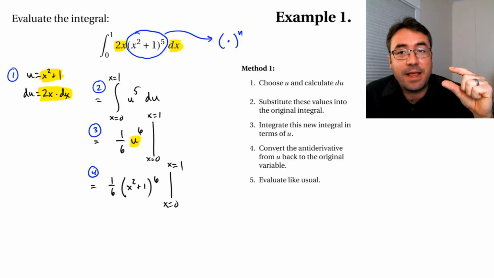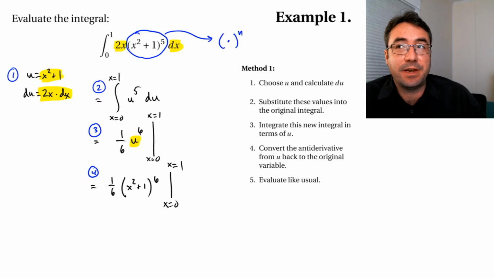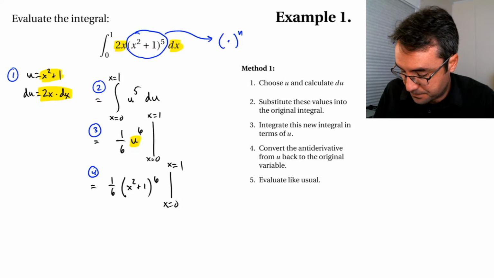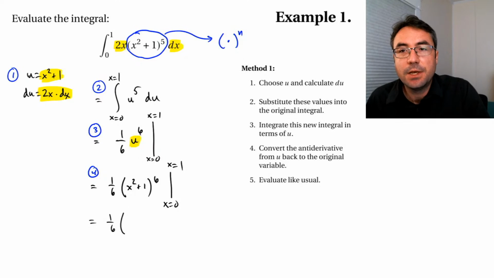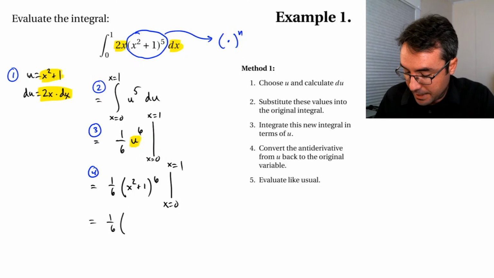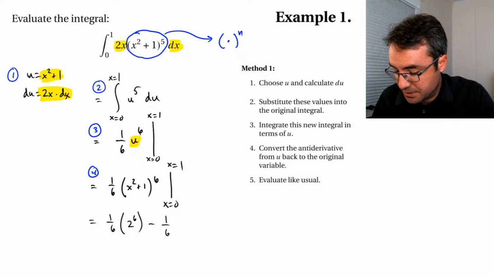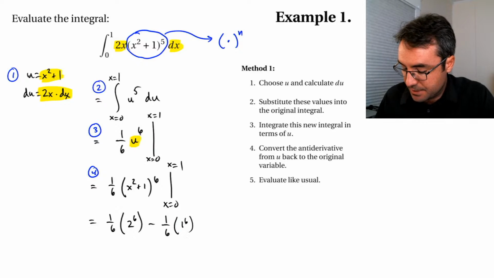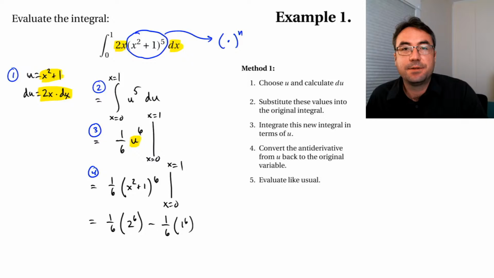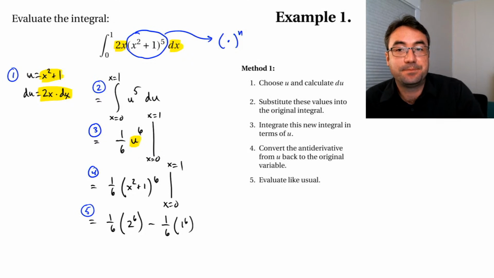And then the very last thing is we just evaluate that antiderivative just like we normally would with a definite integral. So the top number goes in first. So we plug the 1 in, and we get 2 raised to the power 6. Then we subtract, plug 0 in, so we get 1 raised to the power 6. And that's step 5. That's our evaluation.